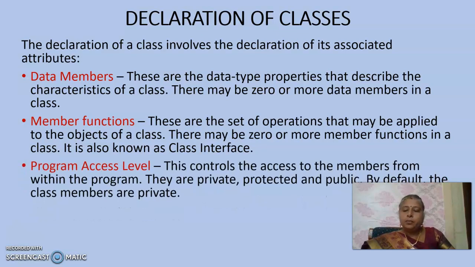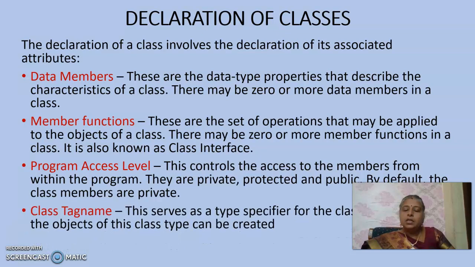The third one is the program access level. This controls the access to the members from within the program. They are labeled as private, protected, and public. By default, if we do not give anything, the class members are considered as private data members or private member functions. And the fourth one is the tag name, that is a class name that we are giving.